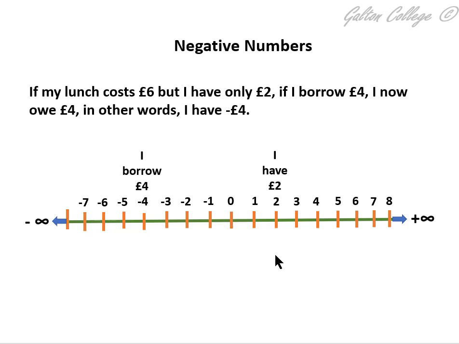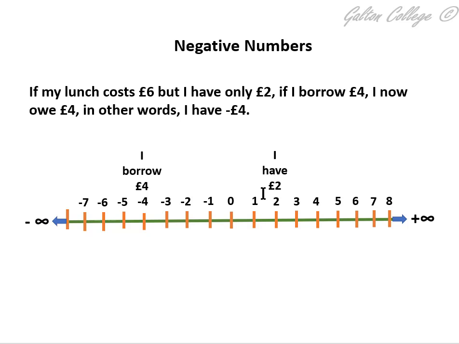Let's think about that again. If I have £2, my lunch costs £6, let's say, but I only have 2, so I need to borrow some money off one of my friends. So I borrow £4. I have 2, I borrow 4, so that's 6. So now I can buy my lunch. I may now buy the lunch.